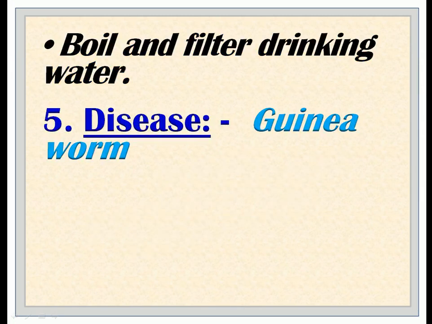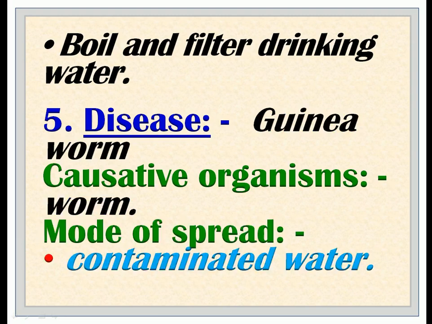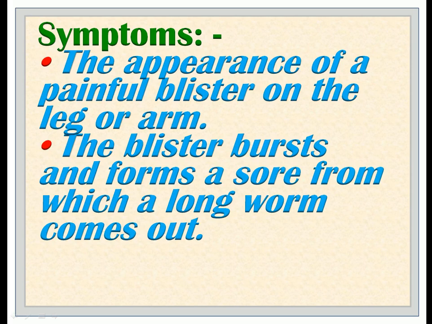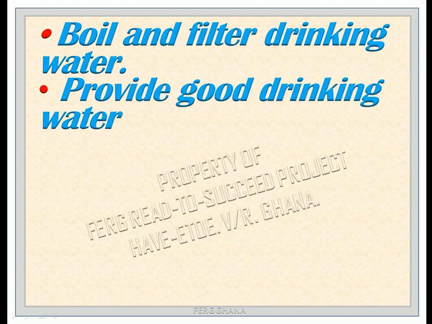5. Disease: guinea worm. Causative organism: worm. Mode of spread: contaminated water. Symptoms: the appearance of a painful blister on the leg or arm. The blister bursts and forms a sore, from which a long worm comes out. Treatment and prevention: boil and filter drinking water, provide good drinking water.